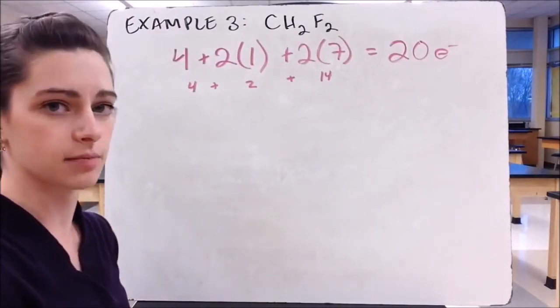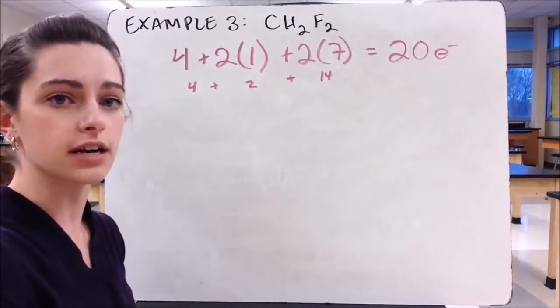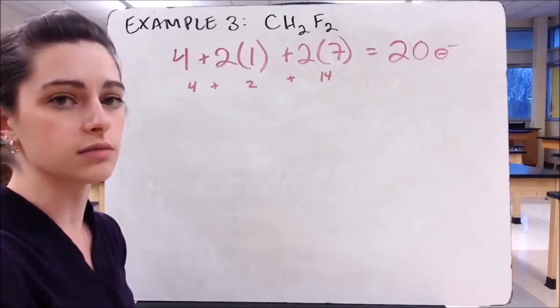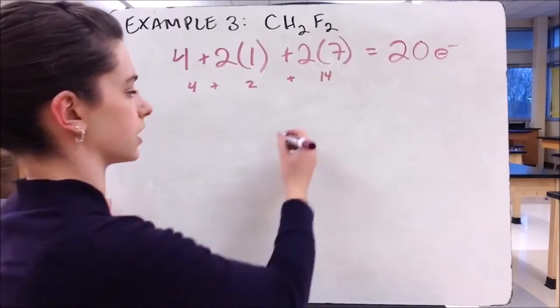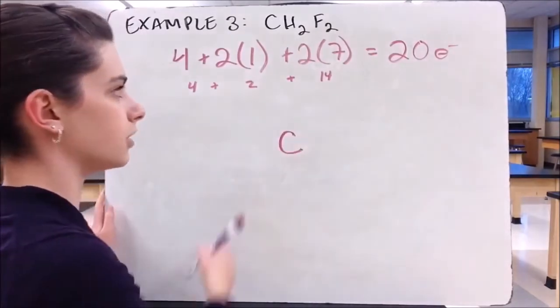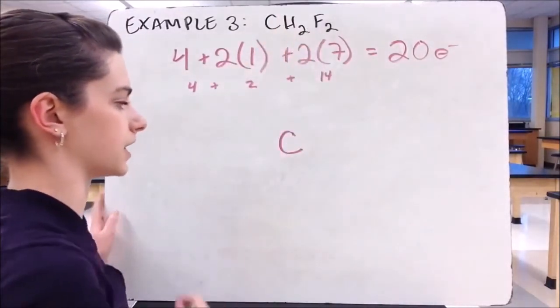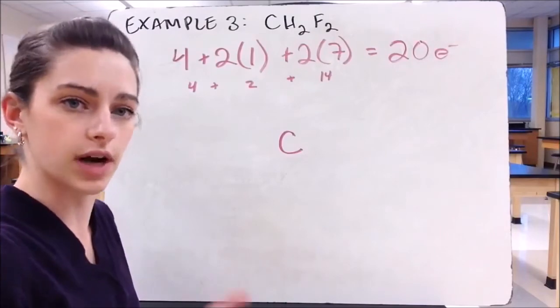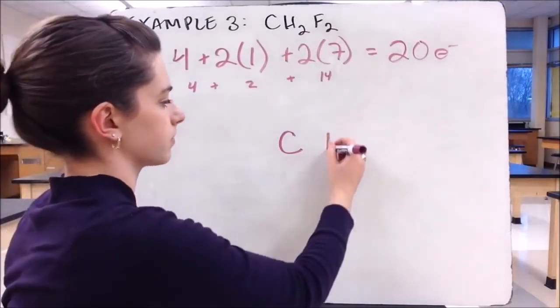So once we've counted up our total valence electrons, we're going to find our central atom. Our central atom is going to be carbon. So we're going to draw carbon in the middle. And we're going to arrange our other atoms around it. It doesn't really matter what order they're in. We're not really going to be too concerned about that.